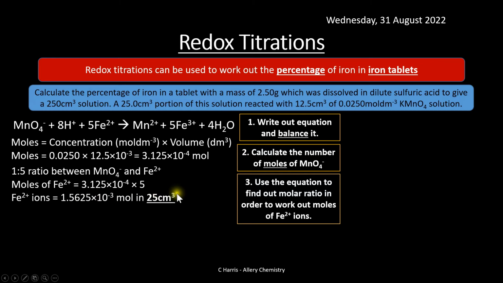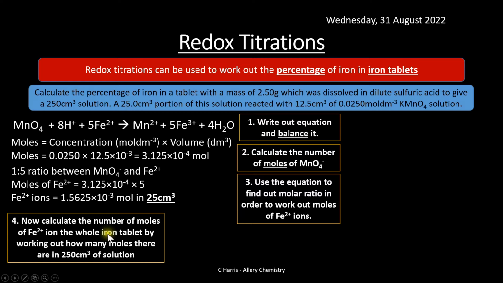Okay, now what we've worked out here is just a portion of the bigger solution. Remember, we wanted to work out how much iron was in the tablet, and that tablet was added to a massive vat of solution. So we can't just use this to work out how much iron we've got in that tablet, because we've only got a small percentage of that. So what we need to do is work out the number of moles of iron 2+ in the whole iron tablet, and we need to know how many moles we had in the original solution that we took from to titrate against.